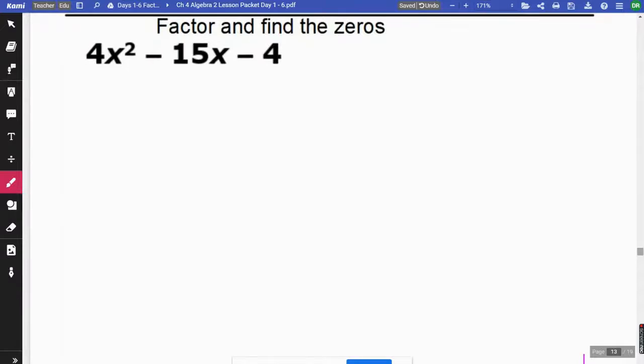Okay. So same deal. I'll do factor by grouping and box method. Here are my two numbers, a and c. I'm going to multiply those. It multiplies to be a -16 and adds to be a -15.